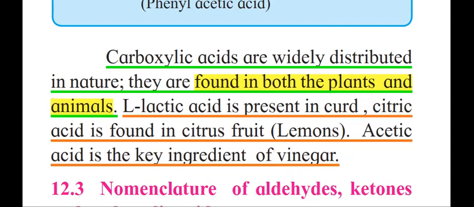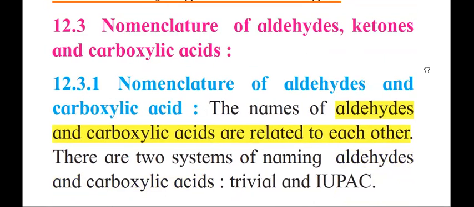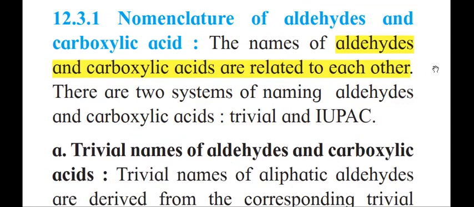We will see one of the important parts, and it is the nomenclature of aldehydes, ketones and carboxylic acids. First of all, we will see the nomenclature of aldehydes and carboxylic acids. We will see them one by one. The names of these aldehydes and carboxylic acids are related to each other.